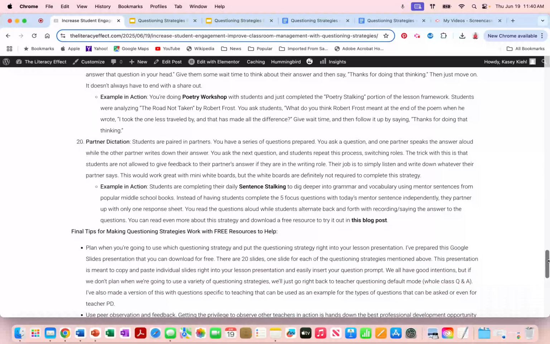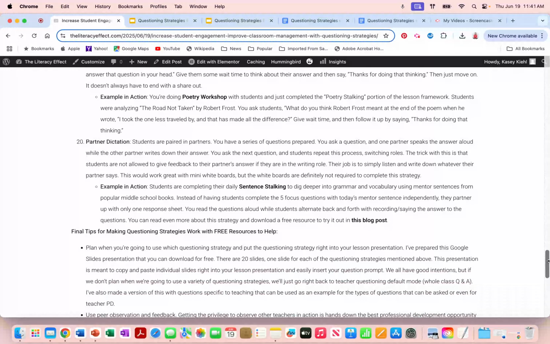The last questioning strategy is partner dictation. And it works really well with mini whiteboards, but can also work great with just a piece of paper and a pencil. You would have questions displayed to students. They're partnered up with a partner A and a partner B. Say partner A answers the first question, partner B is listening, and they are writing down partner A's thinking or answer without providing them any feedback. Then students would switch the role and try it again.